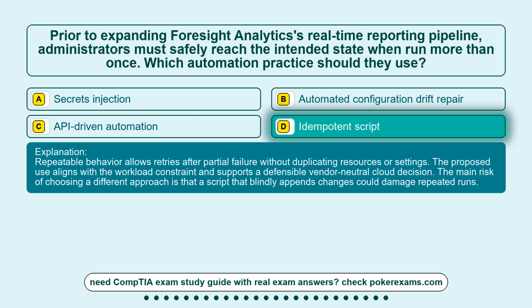Repeatable behavior allows retries after partial failure without duplicating resources or settings. The proposed use aligns with the workload constraint and supports a defensible vendor-neutral cloud decision. The main risk of choosing a different approach is that a script that blindly appends changes could damage repeated runs.